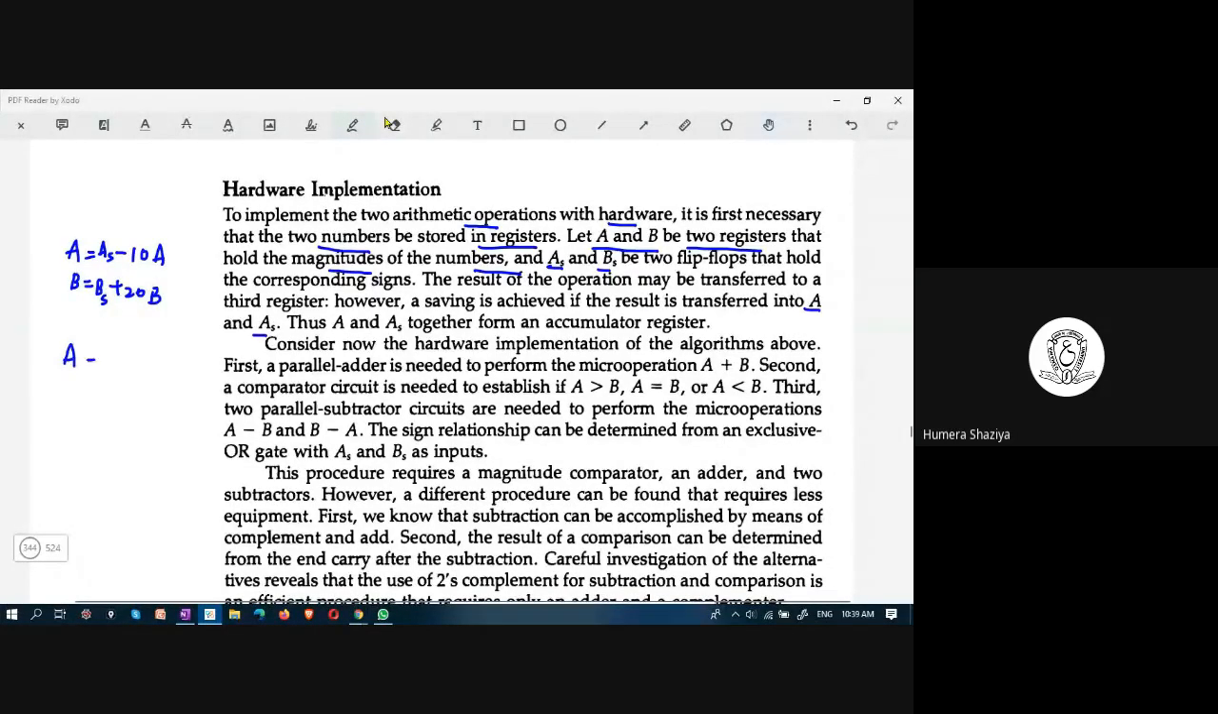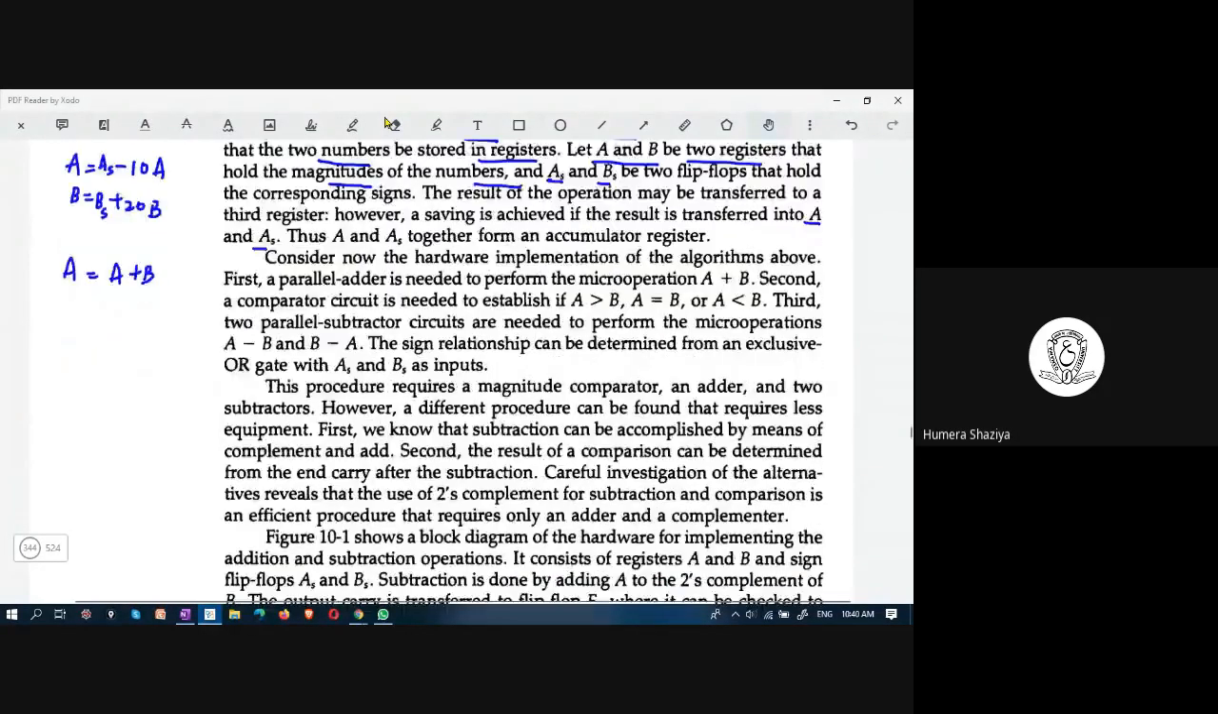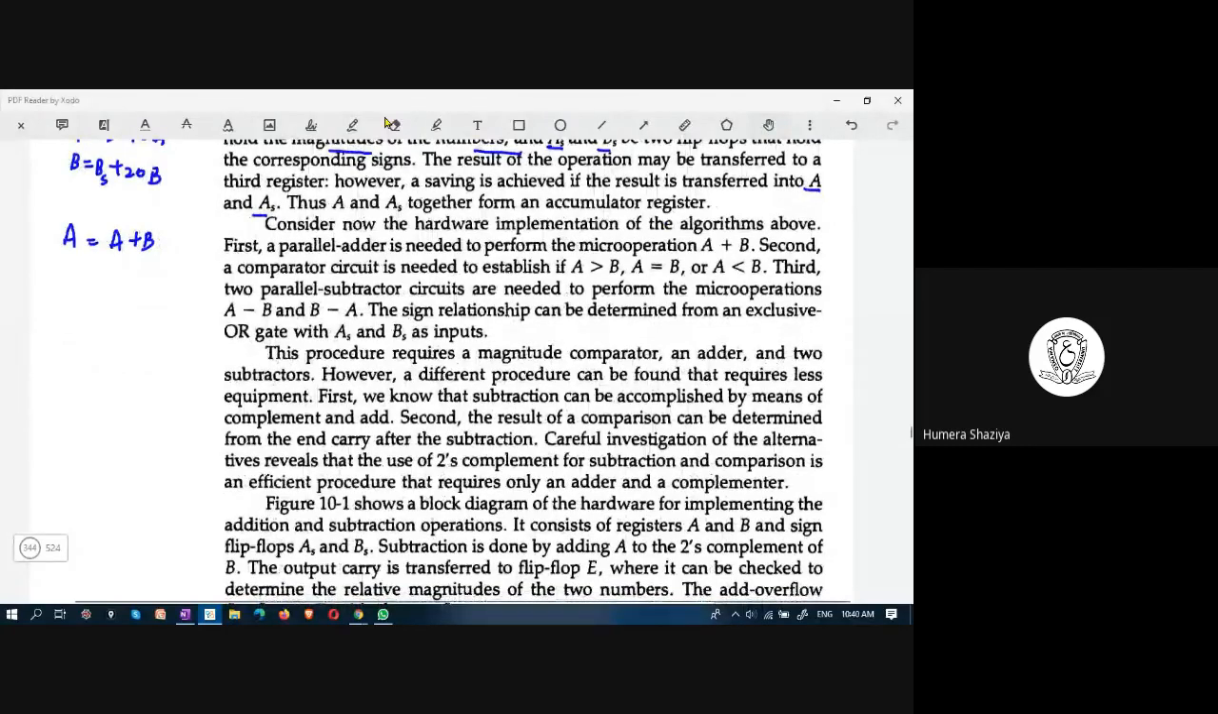You can say A equals A plus B. A would receive the result, which is the sum of A plus B. A would have some value. That value is added to B and stored back into A. And consider A to be the accumulator. Now for the hardware implementation, there is a parallel adder that is needed to perform A plus B.